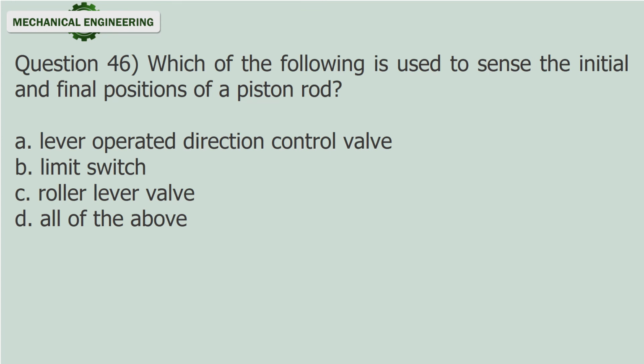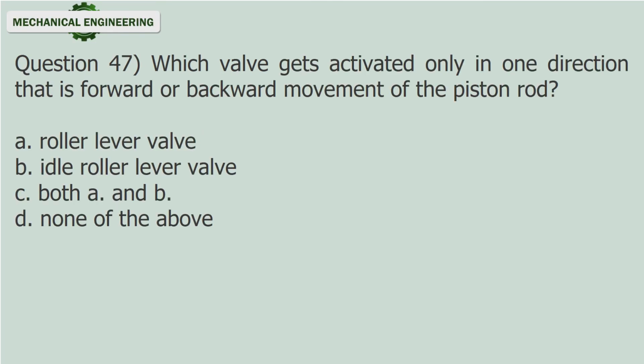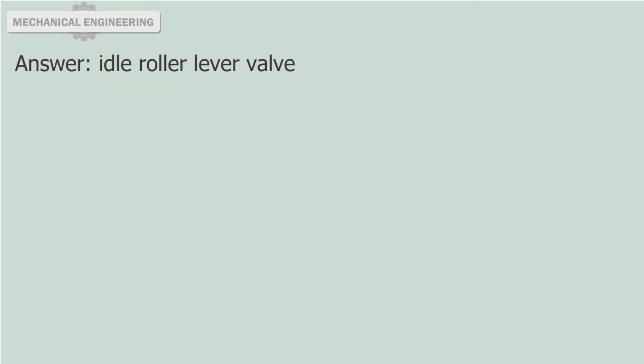Question 46. Which of the following is used to sense the initial and final positions of a piston rod? A. Lever-operated direction control valve. B. Limit switch. C. Roller lever valve. D. All of the above. Answer: all of the above. Question 47. Which valve gets activated only in one direction, that is forward or backward movement of the piston rod? A. Roller lever valve. B. Idle roller lever valve. C. Both A and B. D. None of the above. Answer: idle roller lever valve.